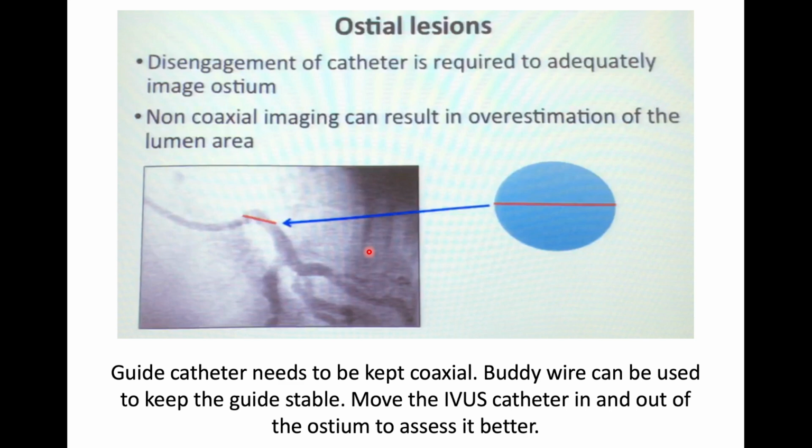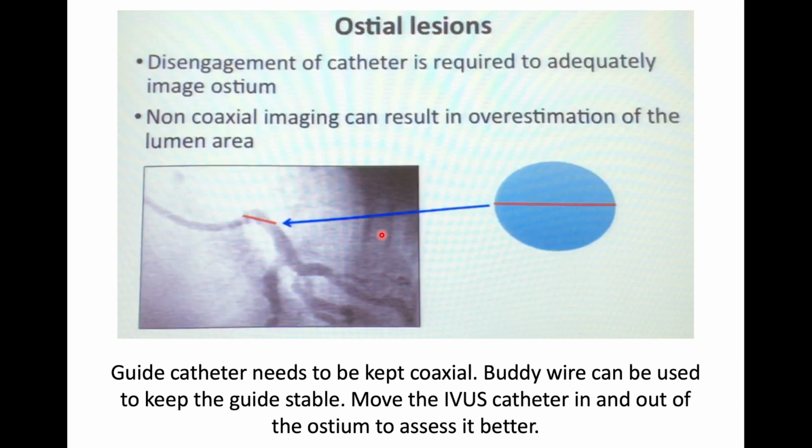Now for ostial lesions, this is where it becomes a little tricky. So disengagement of the catheter is required to adequately image the ostium. If the catheter is engaged into the ostium, then you can't really evaluate the ostium. And non-coaxial imaging can result in overestimation of the lumen area. That's what is being shown here, that the catheter is non-coaxial to the actual left main stem, and therefore there is an overestimation of the lumen area.